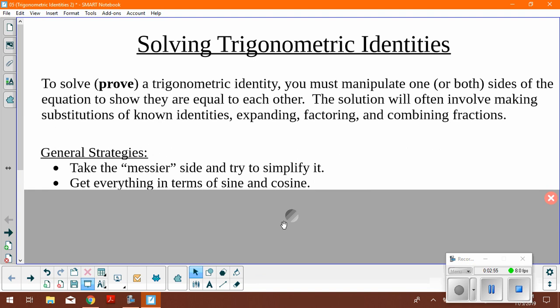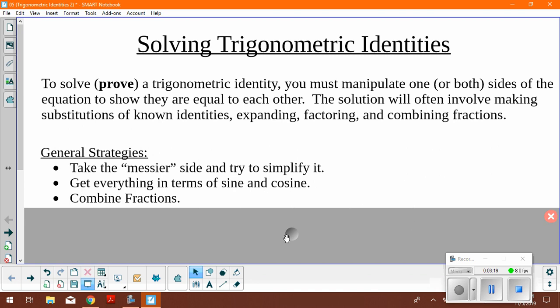A decent strategy can be to try to get everything in terms of sine and cosine, and then do some manipulations afterwards. It's not always the best approach, and sometimes it will make it messier at first. But in the long run, usually getting it in terms of sine and cosine will help you bring it around.